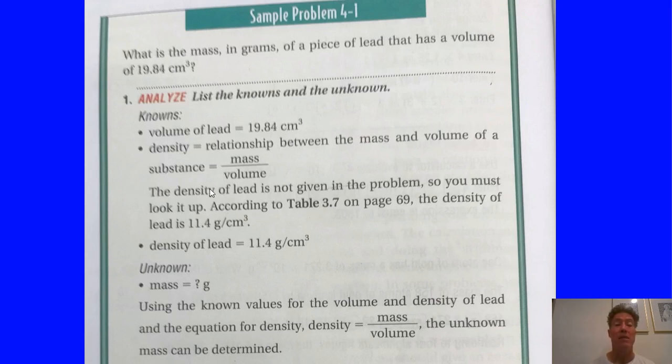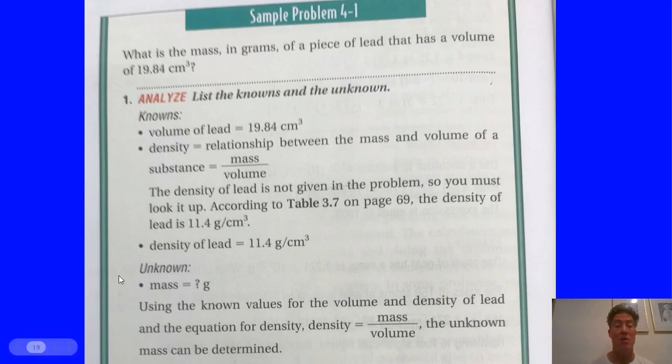Now, the density of lead is not given in this particular problem, so we might have to look it up. We have this earlier in the text, and we can find the density of lead as 11.4 grams per cubic centimeter. So that's another one of our knowns. Don't be afraid to use the internet or other resources, reference books, to get what you need if you need something. So now what are we solving for? Well, what is the mass in grams?